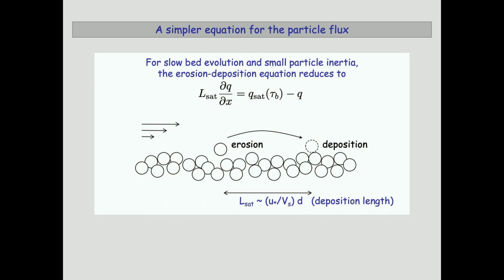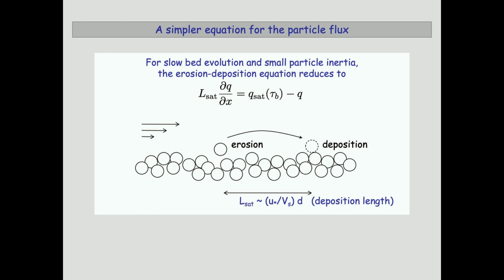And this equation is a simple relaxation equation, which means that in a uniform situation where there is no gradient, the actual flux is equal to some saturated flux, which is a function only of the bed friction, tau. And for inhomogeneous situations, here we have a gradient, and so the flux Q evolves according to a very simple first order relaxation equation, which involves only one parameter, which is the saturation length.